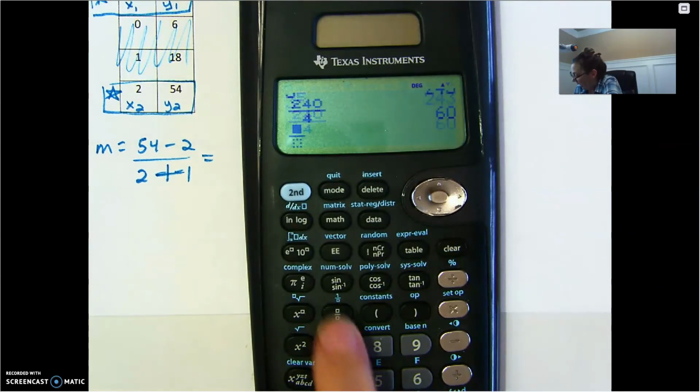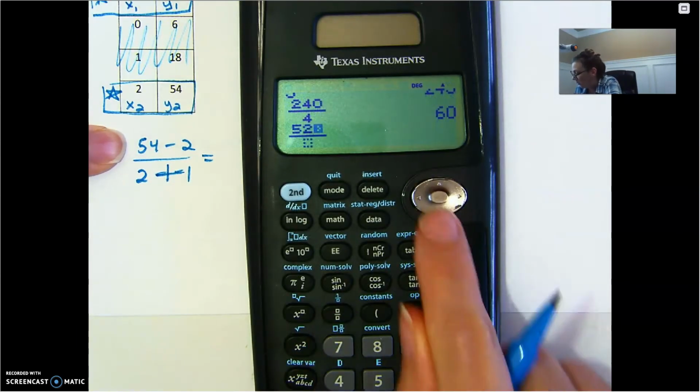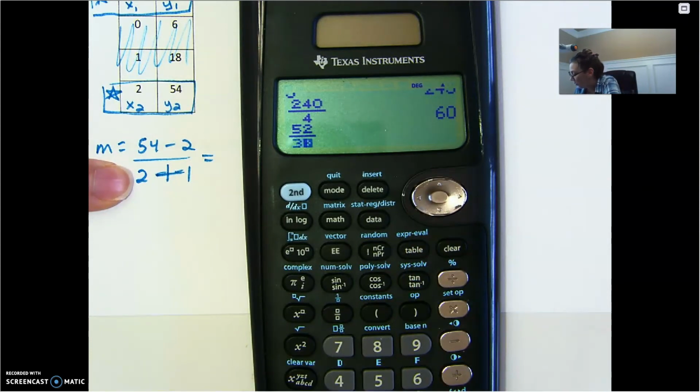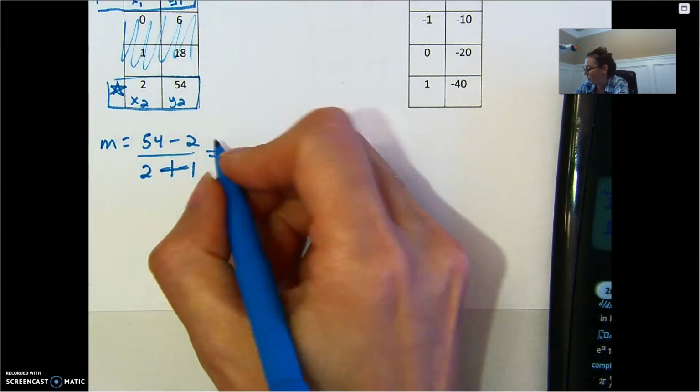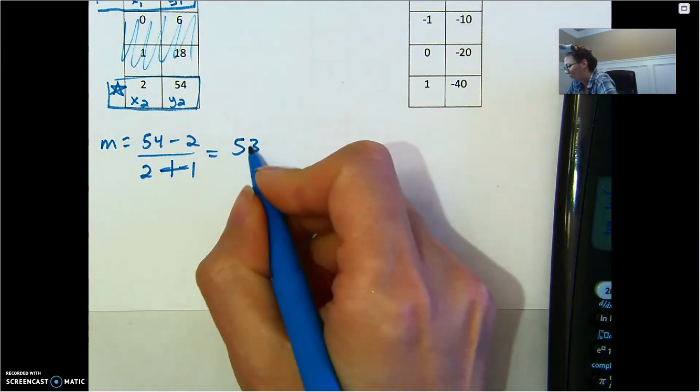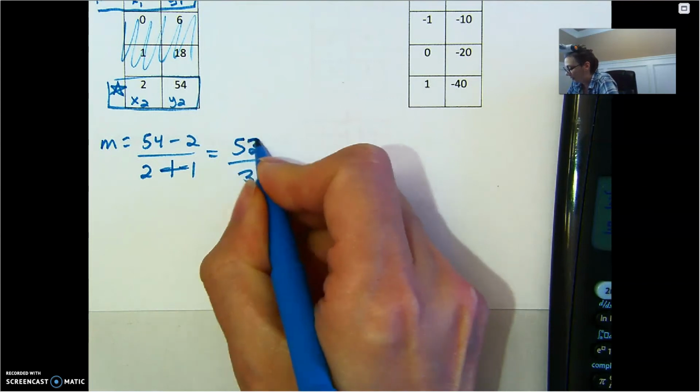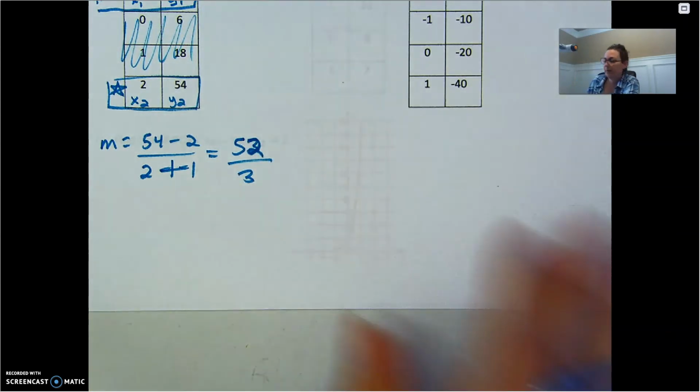So we've got 54 minus 2, which is 52. 2 plus 1, which is 3. Oh, doesn't reduce at all, so that's it. That is our rate of change, 52 over 3. All right, next one.